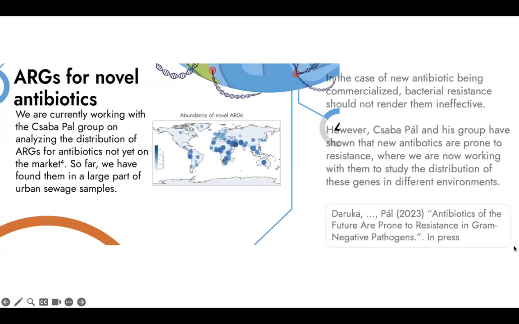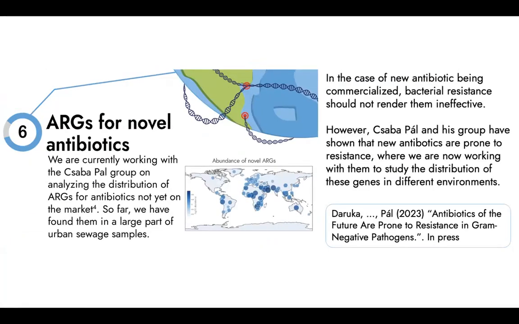Finally, we're also looking into this new group of genes that we are collaborating with the Chapel group on. They work to identify genes that confer resistance to antibiotics that are not yet on the market. We are currently looking into the distribution in sewage samples, but also expanding it to all these different other kinds of samples.